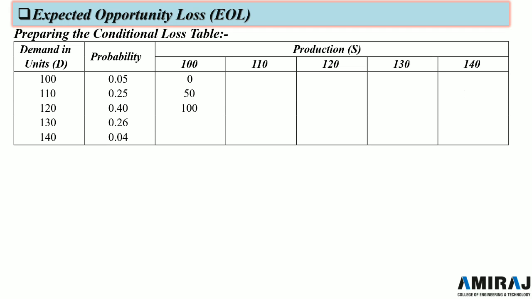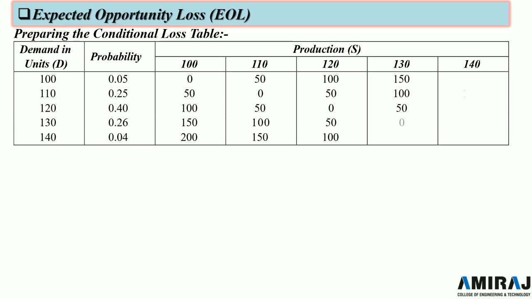As the conditional table was the same as the previous one, the conditional loss table will be calculated as follows. If we have a production of 100 units and demand is 100, the loss will be 0. If the production is 110, loss will be 50. Here it will be 100, 150 and 200. Similarly, we calculate all the losses.